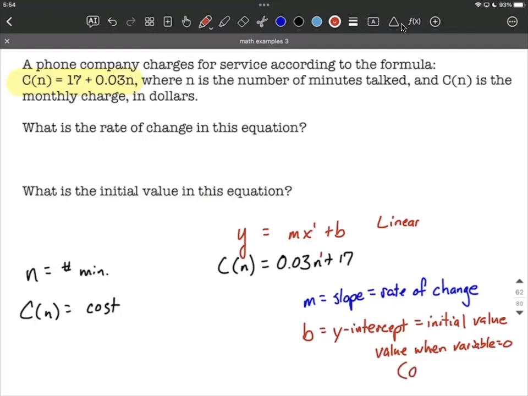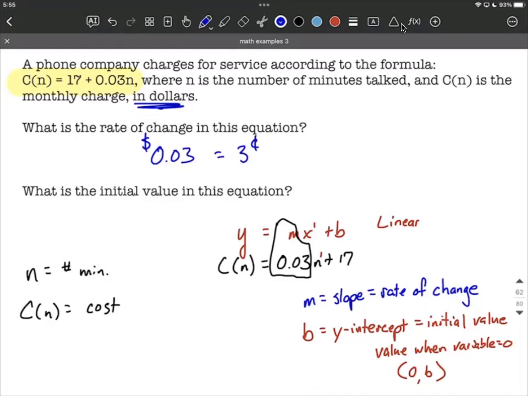A y-intercept always goes 0, comma, some other y value, to go with it. So in our case, all we have to do is line things up, and we'll know exactly what our rate of change is. Because our variable is n instead of x, whatever number is out in front of that is going to be our slope, or our rate of change. So our rate of change is 0.03, and because our cost is in dollars, this is $0.03 or 3 cents.